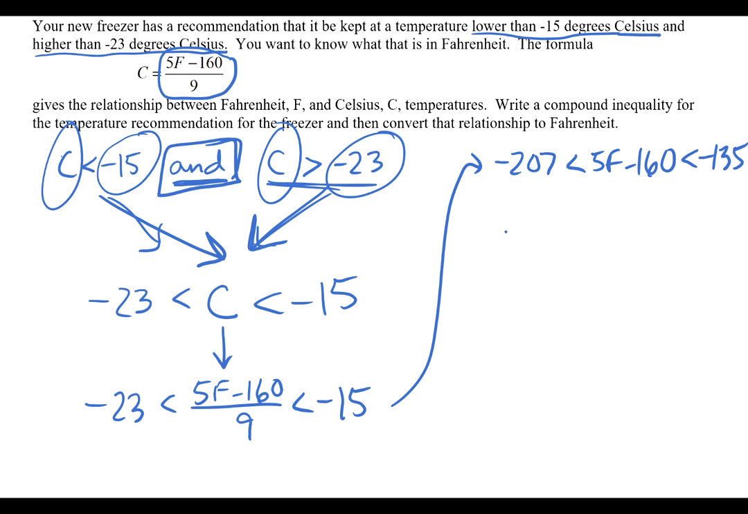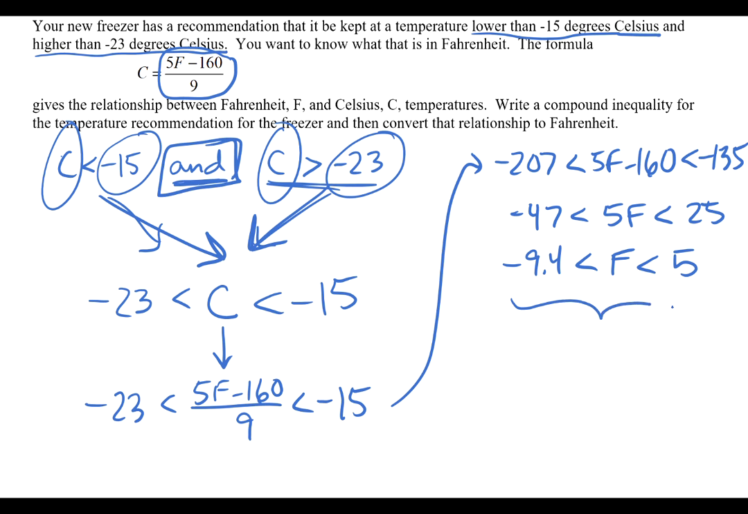Now add 160 to all three sides, and we get negative 47 is less than 5F is less than 25. And then divide by 5. So negative 47 divided by 5 is negative 9.4, and 25 divided by 5 is 5.